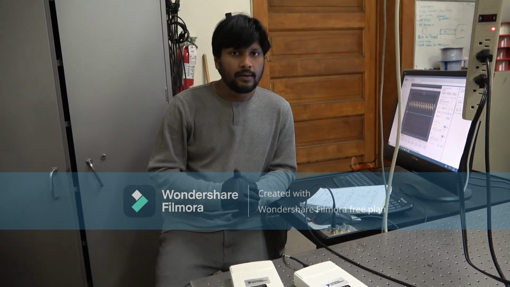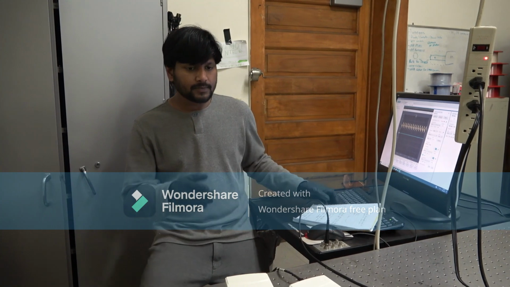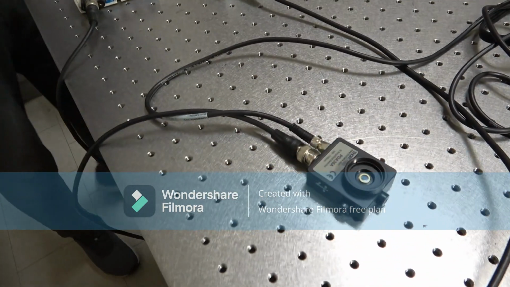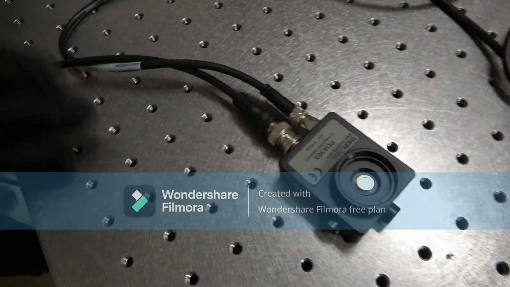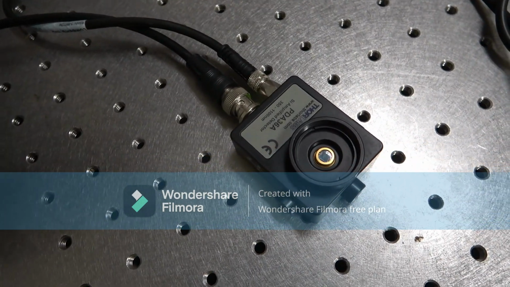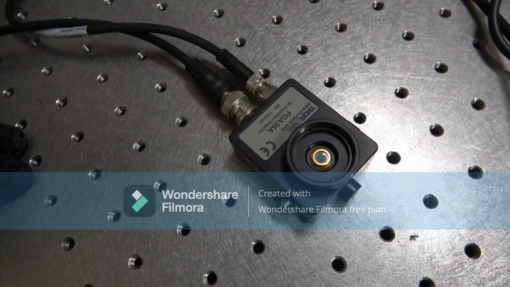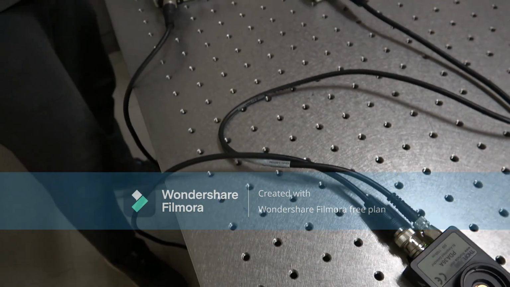Let's move to the third section of our experiment, measuring the photodiode voltage using an oscilloscope. Here we have an optical component, the photodiode. It is a device that converts light into electrical current, and here the amplitude is set to 20 decibel to boost the signal to the oscilloscope.